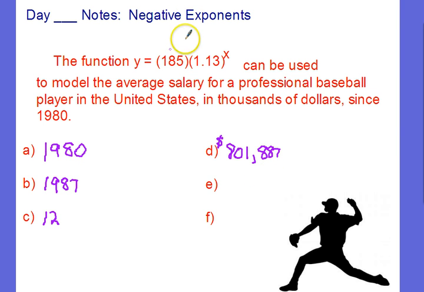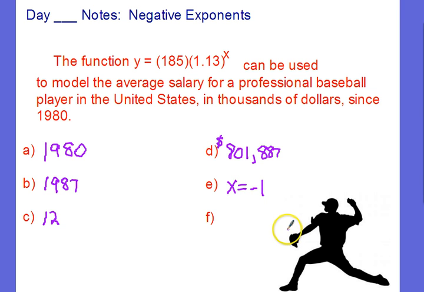Now, here's the key to this section. Letter E says, what x value should you use to find the average salary in 1979? So that's where we would learn that if I want to find a year prior to 1980, I'm going to have to use an exponent of a negative value. So x would be -1.